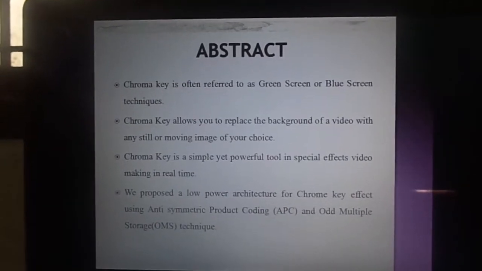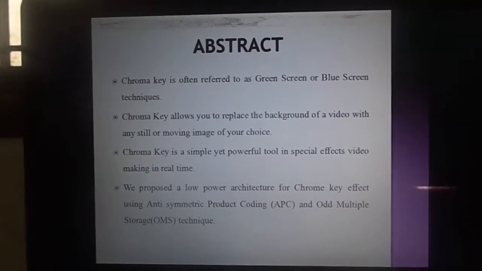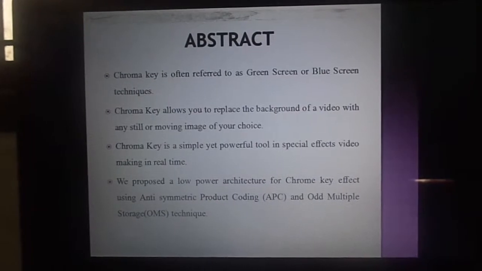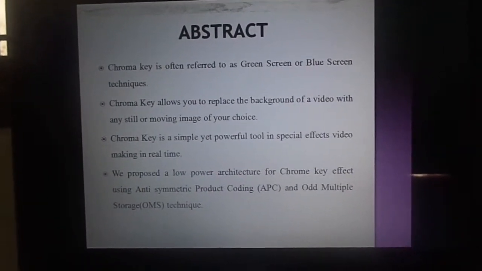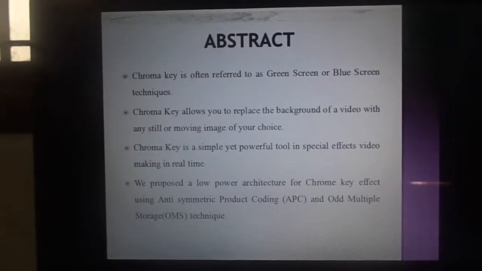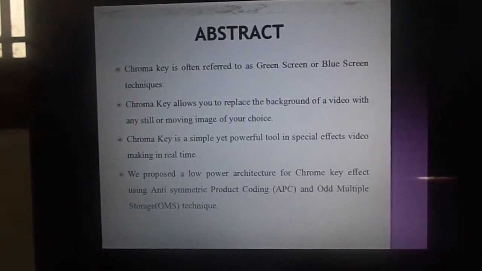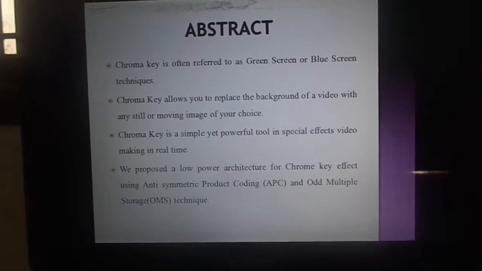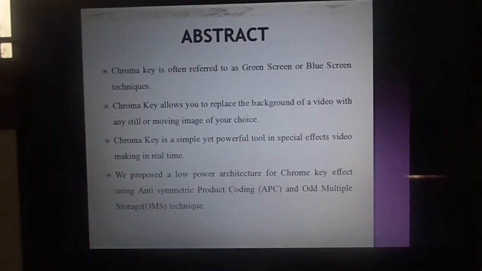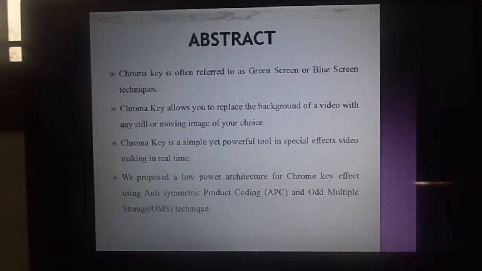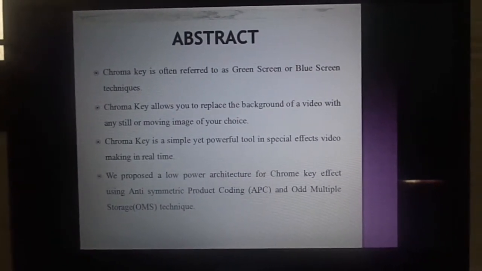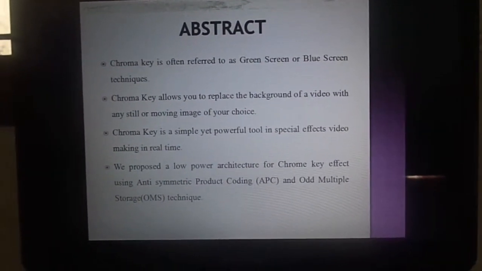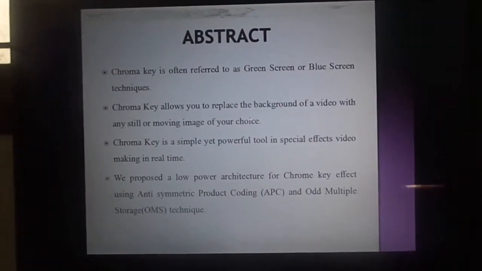Abstract. The abstract tells you what actually chroma key effect is. Chroma key effect is also known as green screen or blue screen technique. It is called so because the picture is taken in front of either a green screen or a blue screen. The chroma key helps you to merge two pictures in order to get a composite frame for special effects. It is a very simple yet powerful tool used in the field of filmmaking.